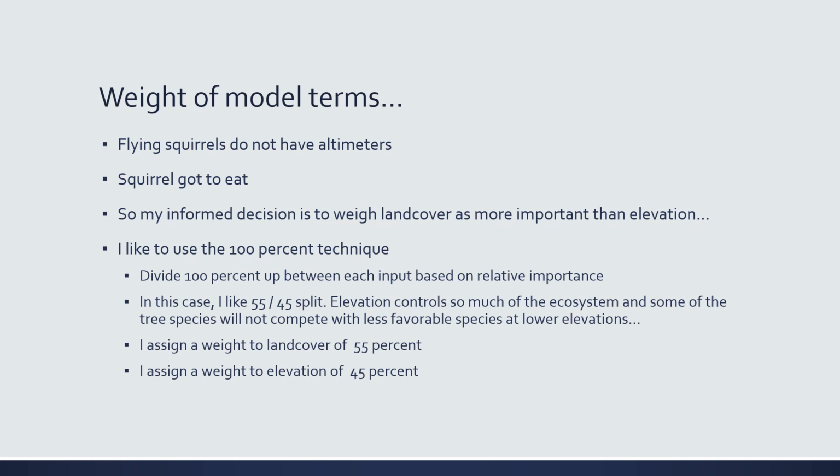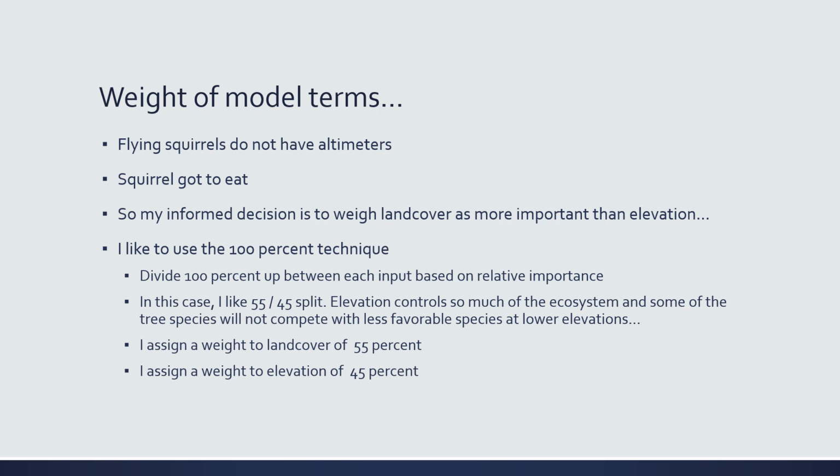The way I'm going to divide this up is a technique that I think is really simple and easy to use, and I like it pretty good. I just work off of 100%. I'm going to divide 100% up between each of my categories, or each of my inputs, so that my sum total has to equal 100. And so I'm going to assign more importance to land cover than I am to elevation.